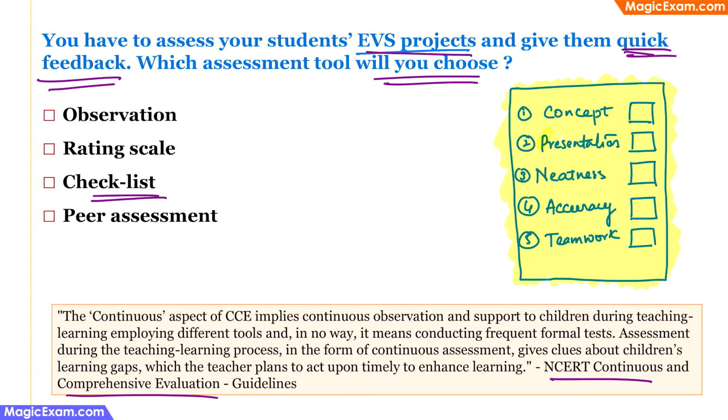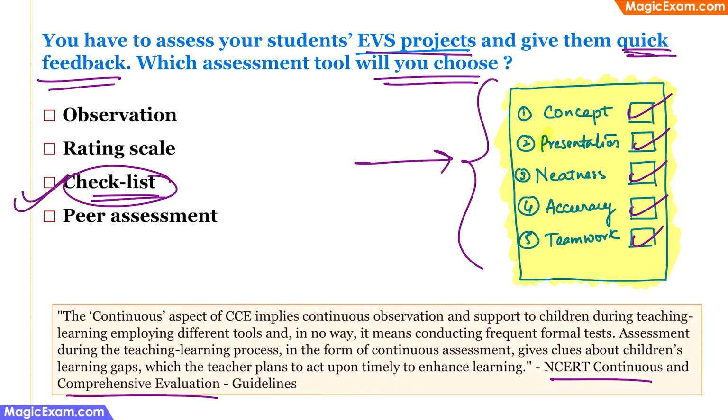However, to make sure that you have covered all the points, you can use a simple checklist like this, saying: did you give feedback on the concept? Did you give feedback on the presentation? Did you give feedback on the neatness, the accuracy and the teamwork? So a checklist ensures that you are giving feedback across all the parameters that you should be considering. Therefore, a checklist is used whenever quick feedback is required after assessment. Therefore, this is the correct answer.